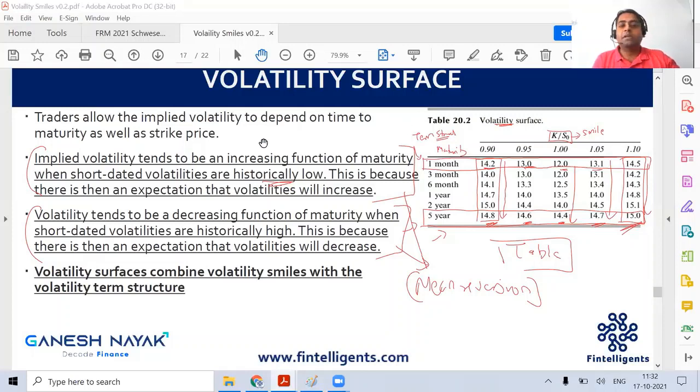Why are we saying it is mean reverting? Because if historically it has been low, it will go up. If historically it has been high, it will go down. That is why we are calling it mean reverting. Right, Jinesh?